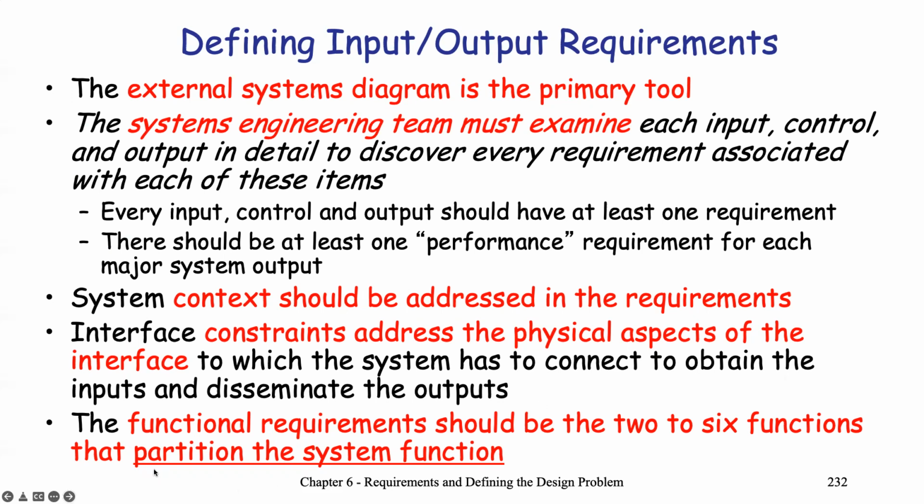And the functional requirements should be 2 to 6 functions that partition the system function. And so here we get back to this idea of partition. Partition means that there's no overlap. So each function has to be unique, and they don't share any features. And so here we're using, on the order of 2 to 6 functions in the partitioning of a system.